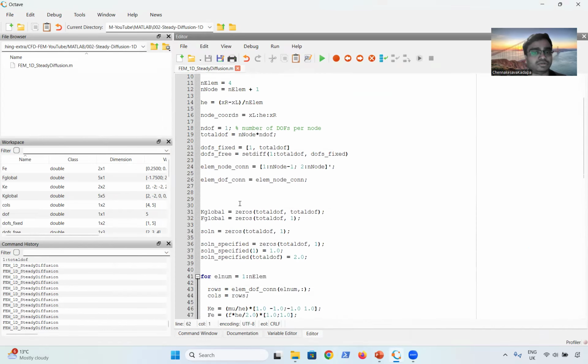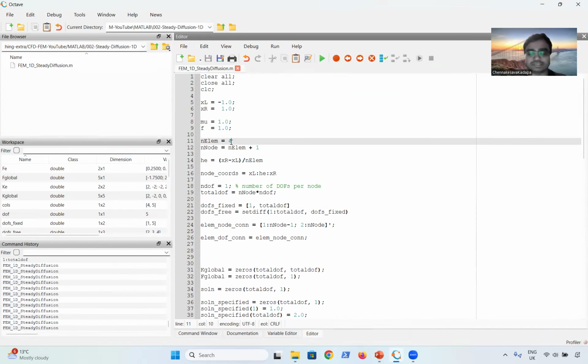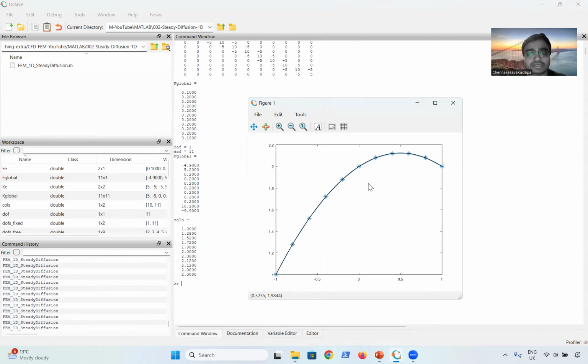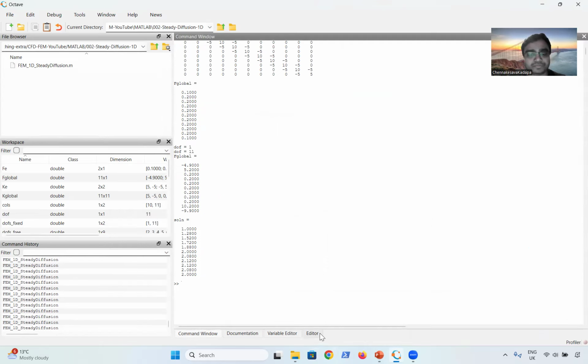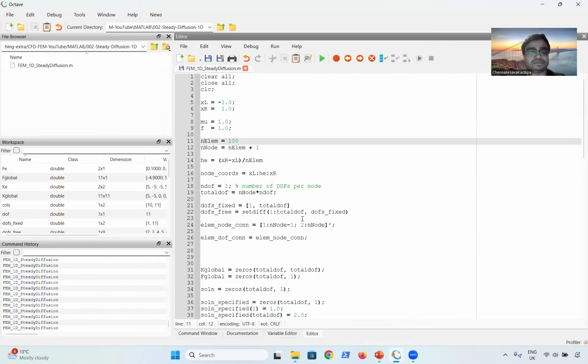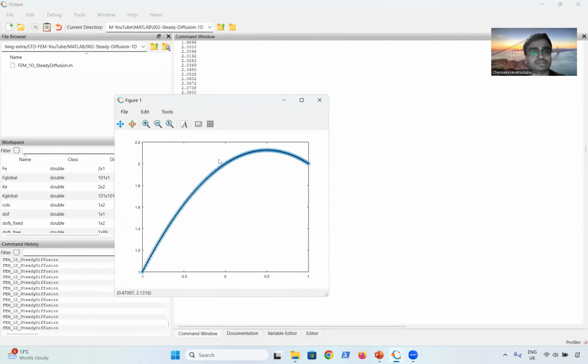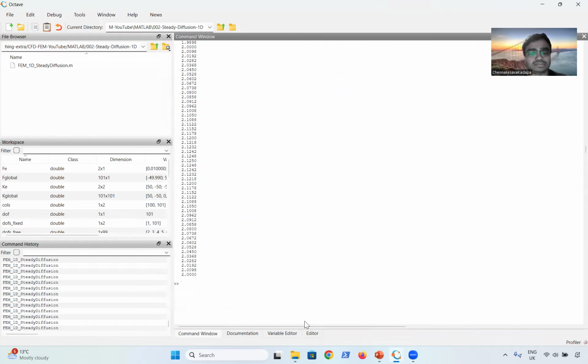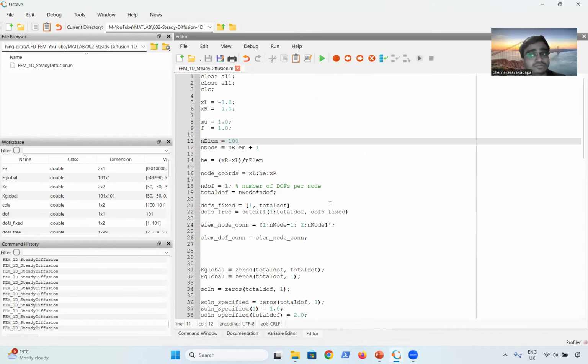And now from here we change the number of elements and the solution should automatically take care of all the rest. So now this is the solution for 10 elements and we can have 100 elements. Now this should work. Right, so that is how we solve PDEs using the finite element method.